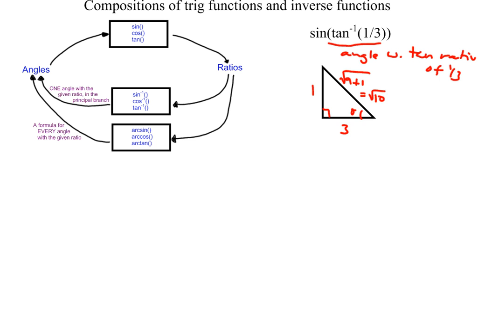Now, what this problem, sine of inverse tangent of 1/3, is asking you to do is to find the sine ratio of this angle that is the output to inverse tangent. That's this angle here in this picture, right? It's this guy, right? So what is the sine ratio of that angle? Well, I know all three sides to this triangle, so there's no reason I can't just write it. Sine is opposite over hypotenuse, so it's 1 divided by square root 10. So this is a little bit of a complicated problem.